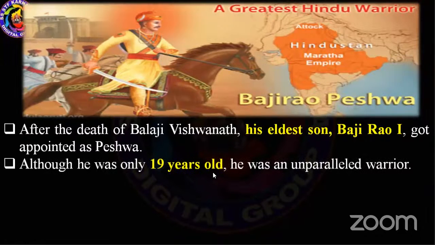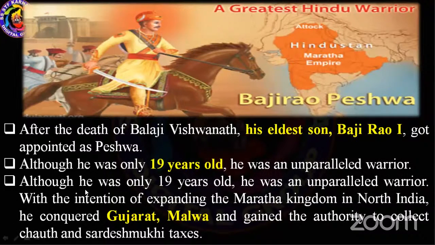Although he was only 19 years old, he was an unparalleled warrior, because since his childhood he engaged in wars with his father, Balaji Vishwanath. Therefore, he trained as a great warrior. Because of his talent and intelligence, after the death of Balaji Vishwanath, he was appointed as the Peshwa of the Maratha Empire, with the intention of expanding the Maratha kingdom in North India.